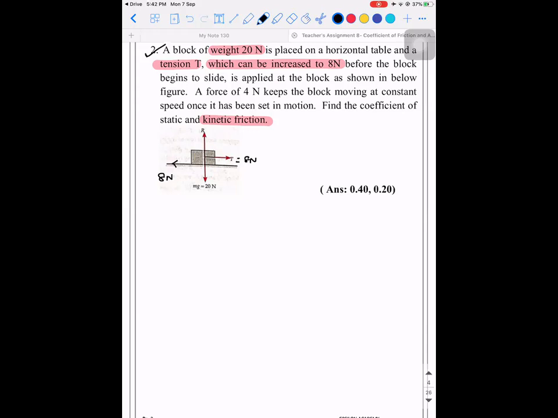Please make a note of it: a tension which can be increased to 8 Newton before the block begins to slide is applied at the block as shown in the below figure. A force of 4 Newton keeps the block moving at a constant speed once it has been set in motion. Find the coefficient of static friction.